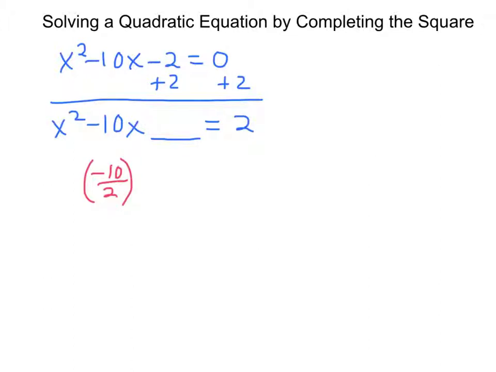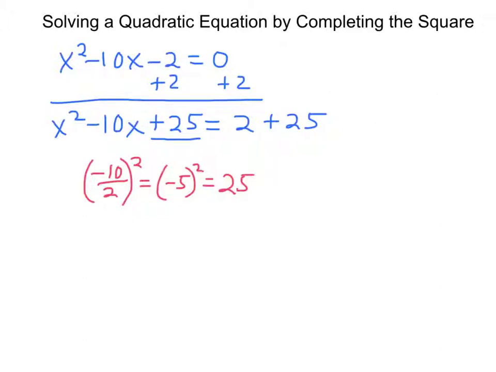And then we'll square that. So that's negative 5 quantity squared. That would be 25. So that tells me I'd have to add a 25 in order to turn that into a perfect square trinomial. Now, if I add 25 to the left side, I also have to add 25 to the right side, because this is an equation and I have to keep it in balance.